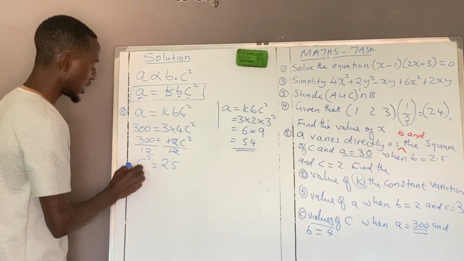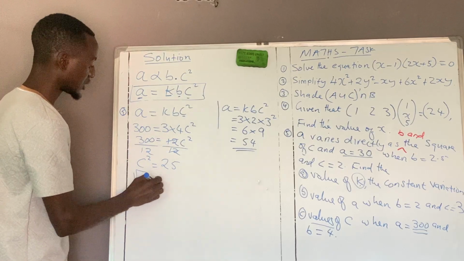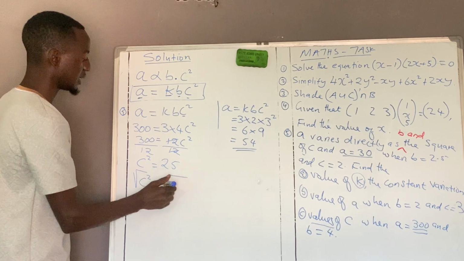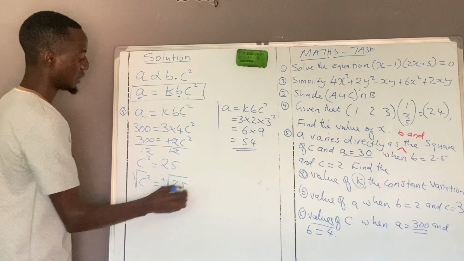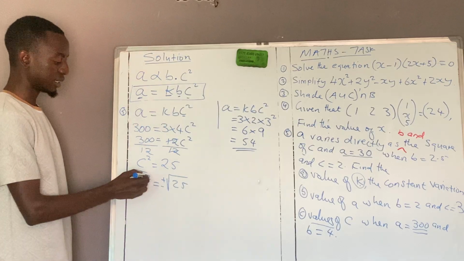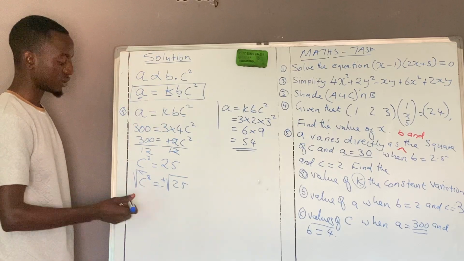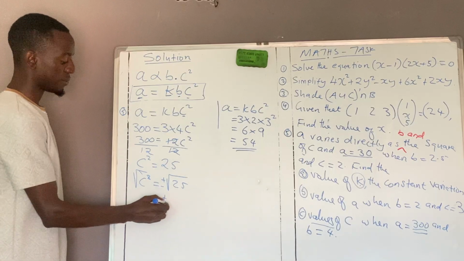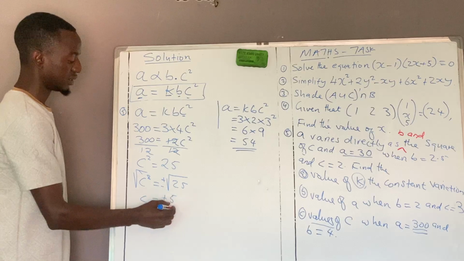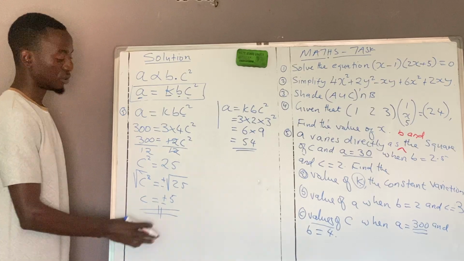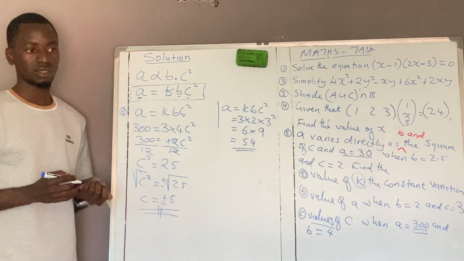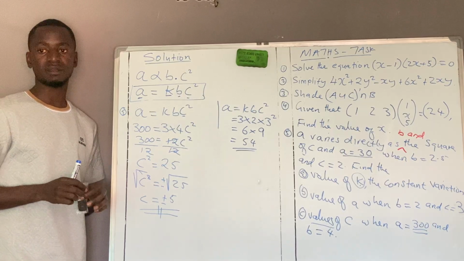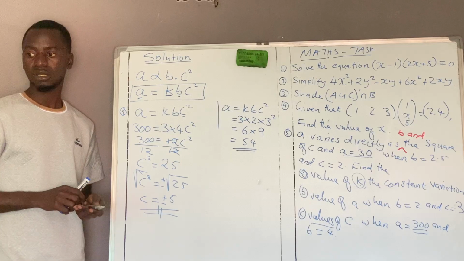So introduce the square root. C squared, then plus or minus, don't forget that. Square root of 25, like that, so that the 2 and the root cancel. Then you have C is equal to plus or minus 5. As simple as that. So here we have 2 answers, which are negative 5 and positive 5. Is it confusing? It's not.